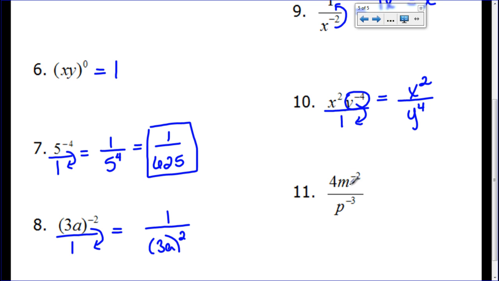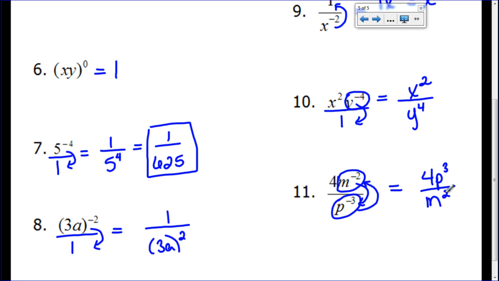Same with number 11 here. The 4 does not have the negative exponent on it. The only piece in this numerator that has the negative exponent is the m. So this m to the negative 2 is going to have to cross the line to the bottom, while this p to the negative 3 that's down here in the denominator is going to have to cross the line and come to the top. So really they're just going to switch places, but the 4 gets to stay put. So the 4 will stay in the numerator. This will become p to the positive 3, and then the m squared scoots to the bottom.